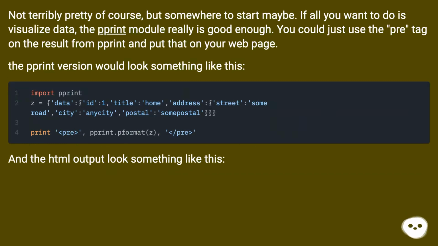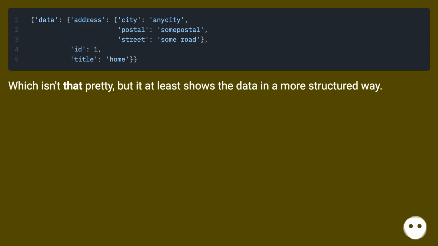If all you want to do is visualize data, the print module really is good enough. You could just use the pre tag on the result from print and put that on your web page. The print version would look something like this. And the HTML output looks something like this. Which isn't that pretty, but it at least shows the data in a more structured way.